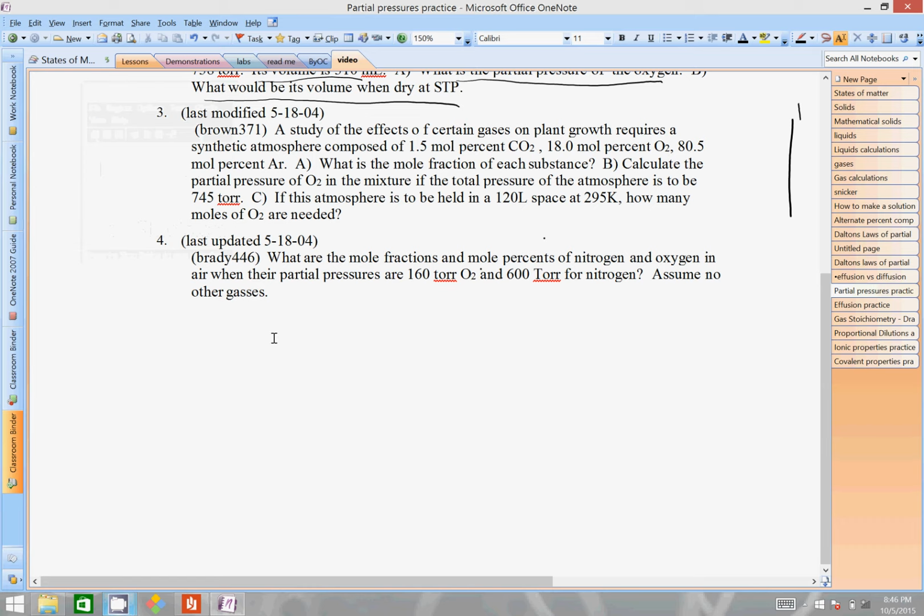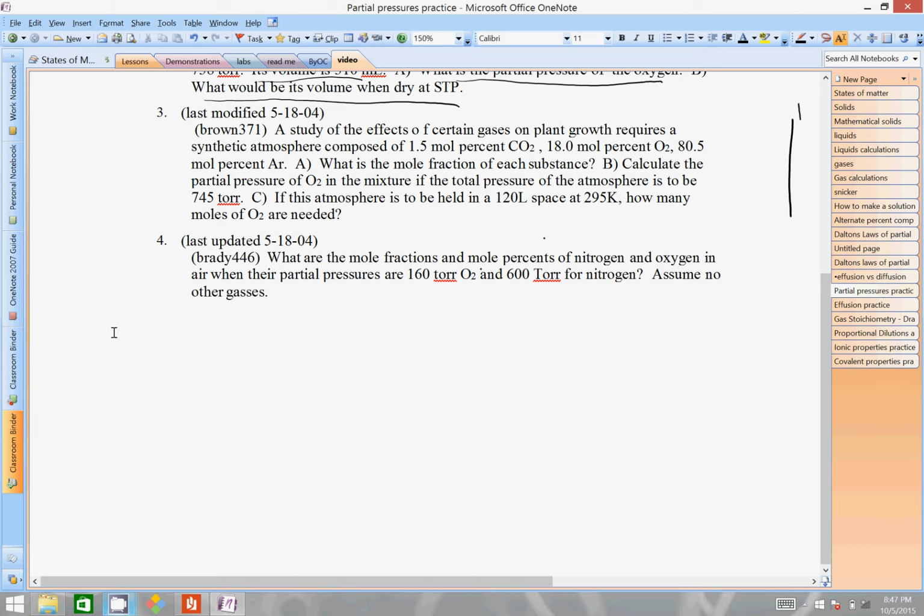Alright, so we're looking at some partial pressures and looking to solve out a couple more problems here. Again, just some various problems looking at partial pressure. Number 3 says, the study of the effects of certain gases on plant growth requires a synthetic atmosphere composed of 1.5 mole percent carbon dioxide, 18 mole percent oxygen, 80.5 mole percent argon.